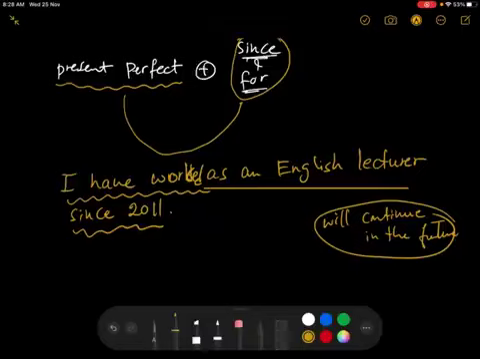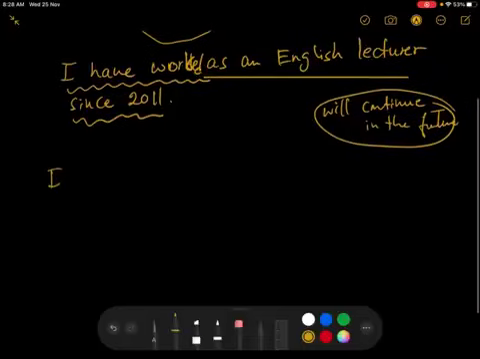That's why this format, which is present perfect plus since or for, is different from present perfect continuous, in that with the use of this form we indicate that this action may continue in the future. And that's the difference when I say I have worked as an English teacher since 2011. It means that I started the action in the past, I'm still doing this action in the present, and I may continue this action in the future.